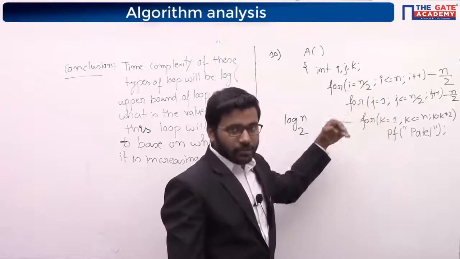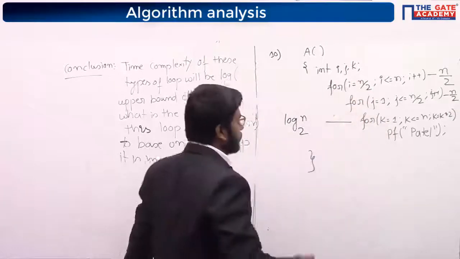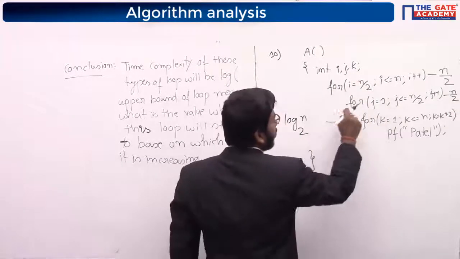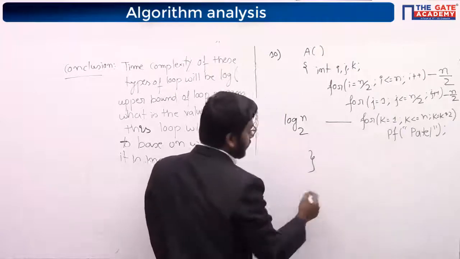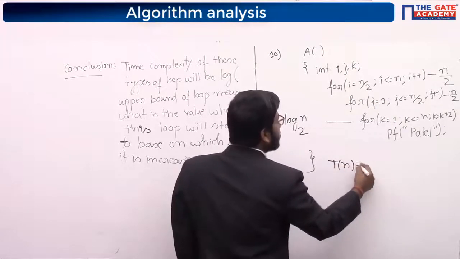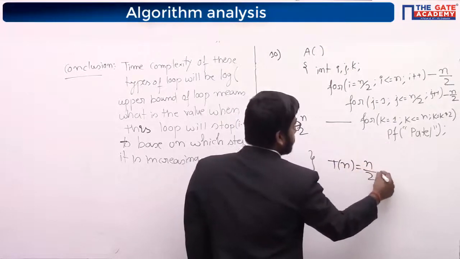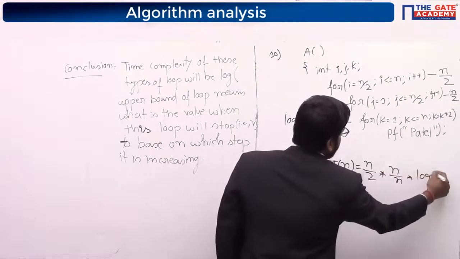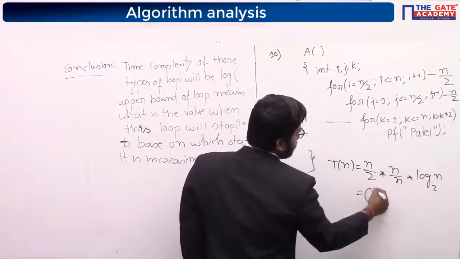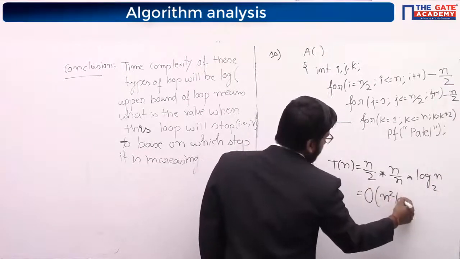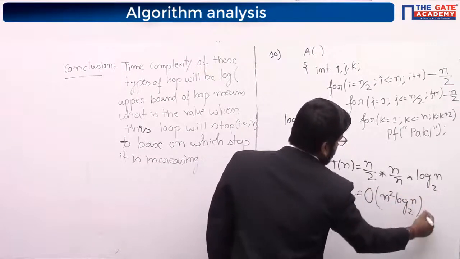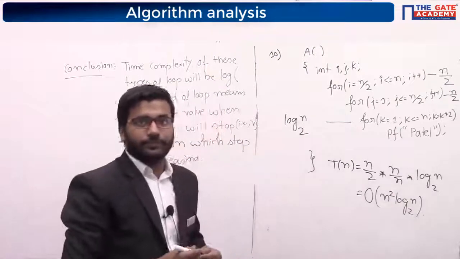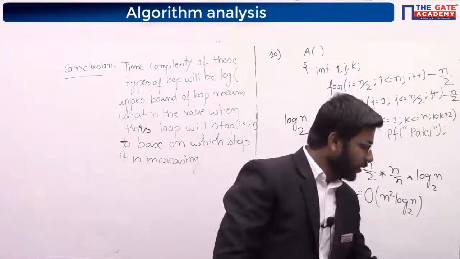So whenever there is no link between the three loops, you just see how many times each one is running, and then the time complexity will be the multiplication of all of these: n by 2 into n by 2 into log n base 2. So it is going to be n square log n. Is it clear? Anyone having any doubt?